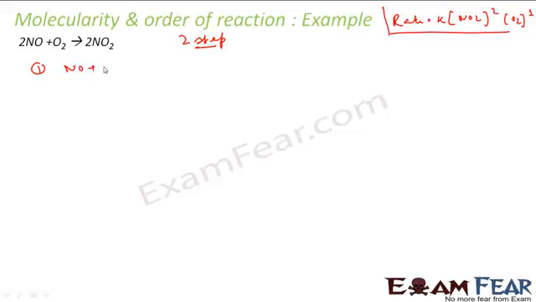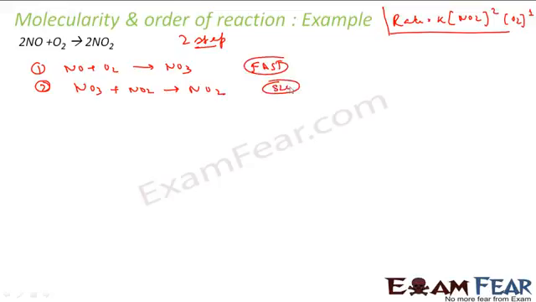In the first step, NO will react with oxygen to form NO3. In the second step, NO3 will react with NO again to form NO2. The first is fast and the second is slow. Again, it has been proved experimentally that this is a complex reaction and happens in two steps. This is my slow reaction. So I can say the rate is nothing but k into the concentration of NO3 into the concentration of NO.